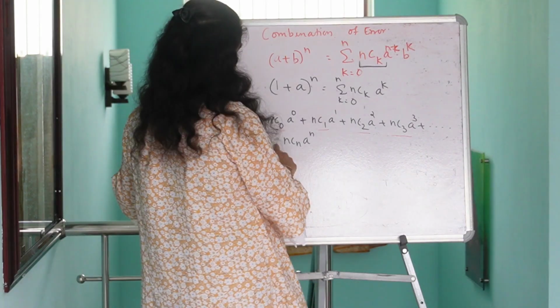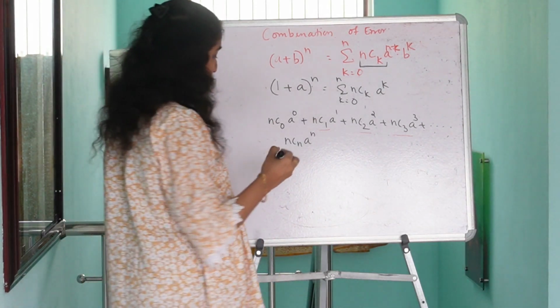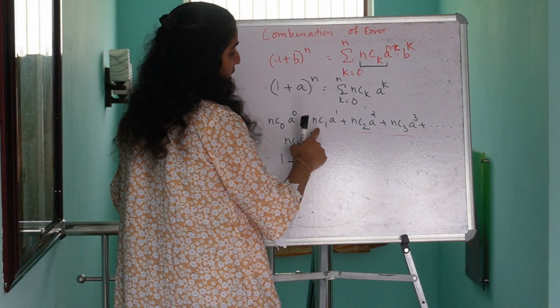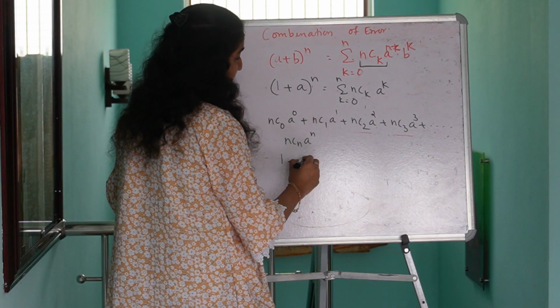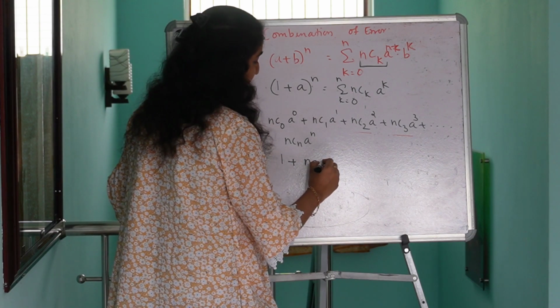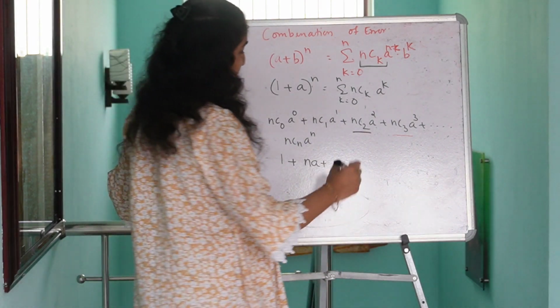Yes. So we know nc0 is equal to 1 and a power 0 is also equal to 1. So we will get 1 plus. What is nc1 equal to? nc1 is equal to, we know it is n. So we will get na plus. Now what is nc2 equal to? Yes, let's find out.